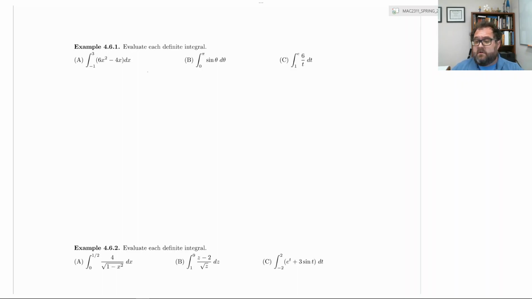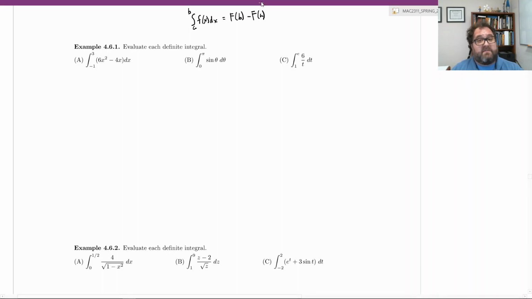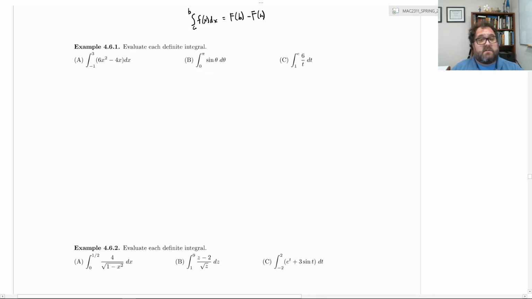The fundamental theorem of calculus, part 2, says the definite integral from a to b of f of x dx is equal to capital F of b minus capital F of a. So you have to find the antiderivative, and then simply calculate the antiderivative evaluated at b, evaluated at a, and then find the difference. So let's see here.